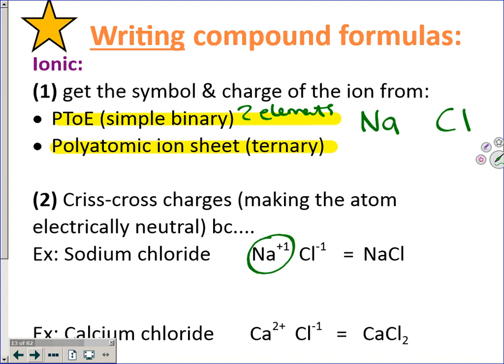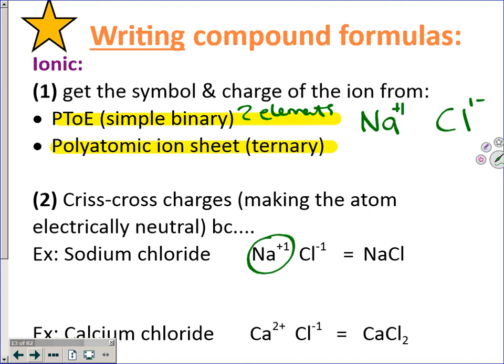Everybody finds sodium on the periodic table. Point to it. What group is it in? One. What is its charge if it were to form an ion? Positive 1, right? Look at chlorine, find chlorine, it's in the halogen group. What is its charge when it forms an ion? Negative 1, okay? So we've done that, and I'm doing a simple binary one first.